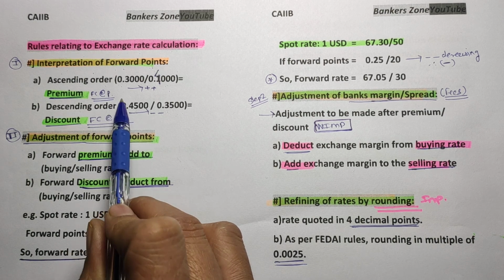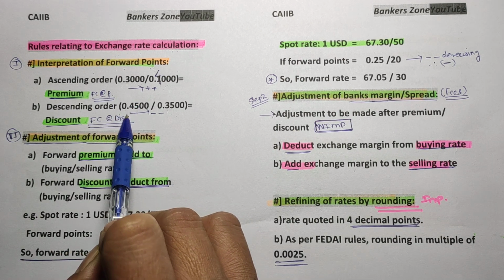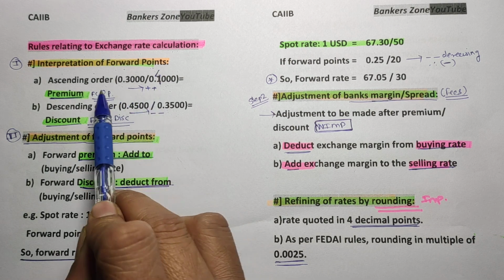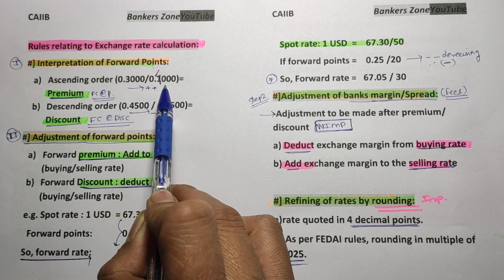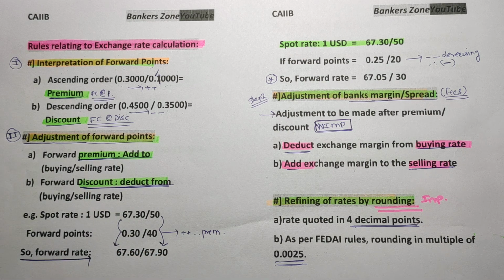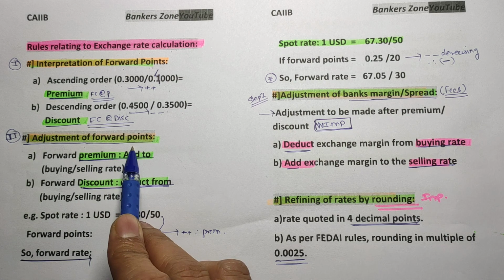Okay friends, very first you come to know whether it is at the premium or the discount. They may ask a one-liner MCQ. They will give the forward points, and ask whether the foreign currency will be at premium or discount. So if the order is increasing, it is at the premium. If the order is decreasing, it is at the discount. Very first. Now second, how to adjust the forward points.